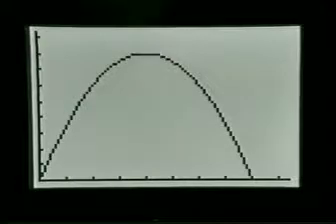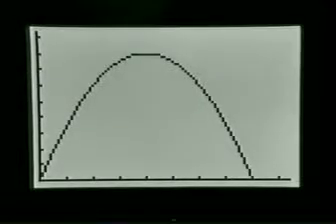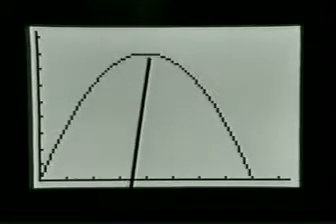Let's go to the TI-83 and see what we can learn from the graph of this model. And here is that graph. It's a parabola of negative 5x squared plus 40x. Notice it's a down parabola because the lead coefficient is negative 5. The vertex is at x equal to 4. Again, using minus b over 2a, negative 40 over negative 10 equals positive 4.